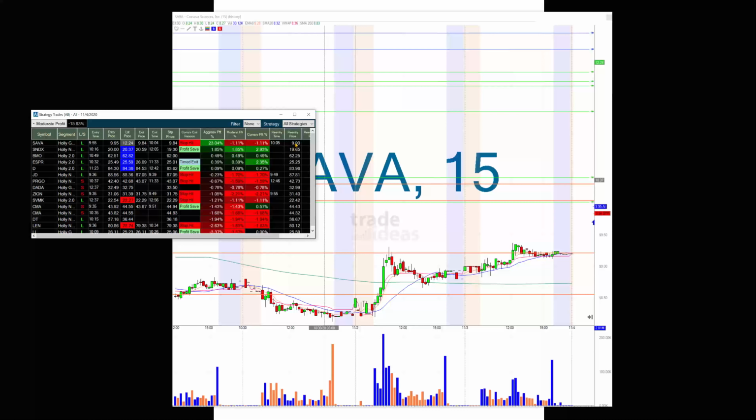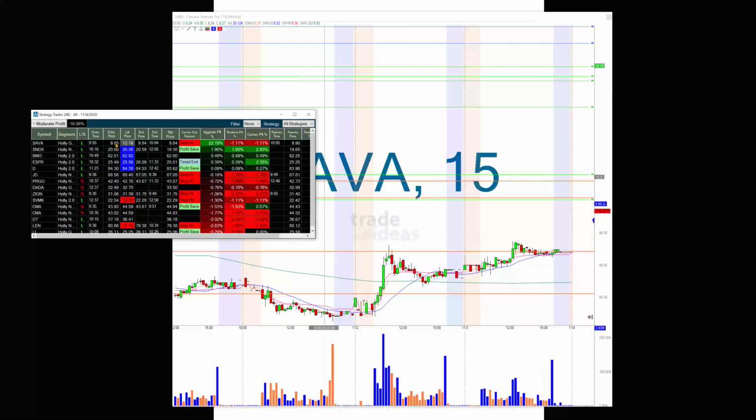However, look at the reentry time. Look where it got stopped out at 10:04, and almost immediately there was a signal to reenter at 9.90. So how was that actually calculated? Well, nothing highly scientific. I know I say that all the time, but it's just halfway between the entry price and the stop. So halfway between 9.95 and 9.84 is 9.90.